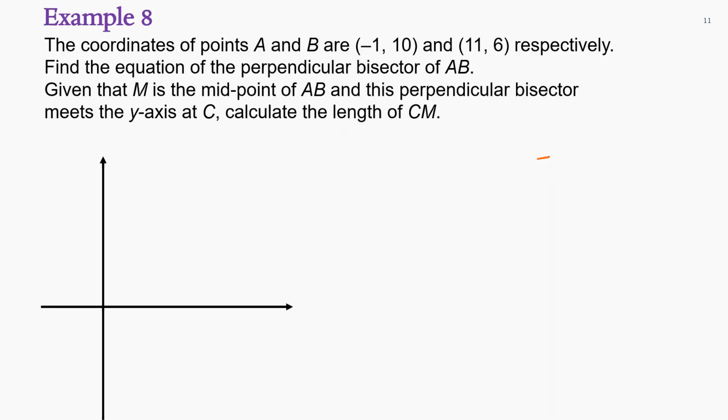Right, so let's look at example 8. In example 8, we're given 2 points A and B, and we're asked to find the equation of the perpendicular bisector of AB. We're also given further that M is the midpoint of AB, and this perpendicular bisector meets the y-axis at point C, and we're asked to calculate the length of CM. Right, so first of all, let's have a rough idea where points A and B are.